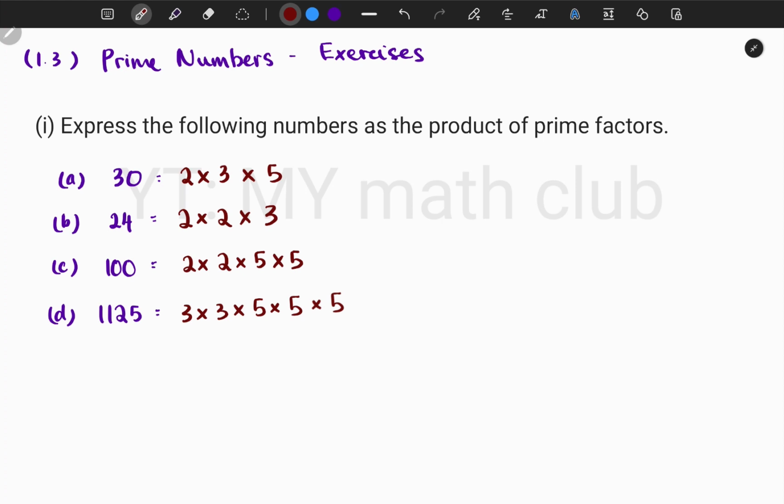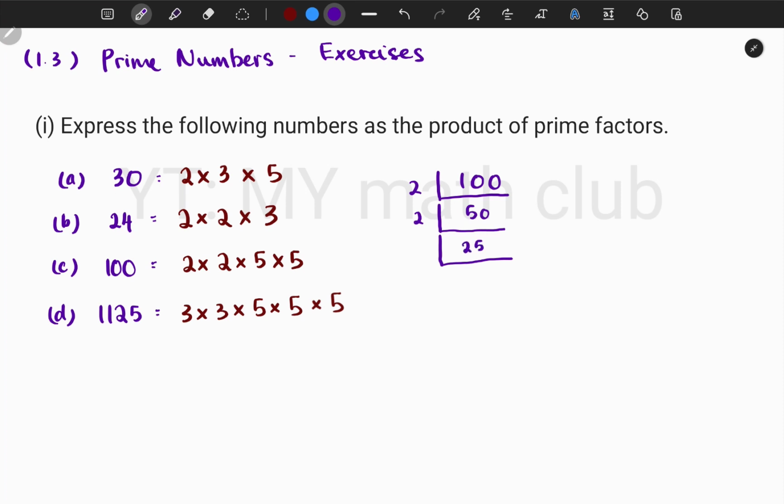and question D. Question C, we're going to use the long division method because that's my preferred method. Do not forget that you have also the tree diagram method which you can use and you will get the same answer. So using the long division method, I'm going to use 100, divide by 2, I get 50, divide by 2 again, I get 25, right?